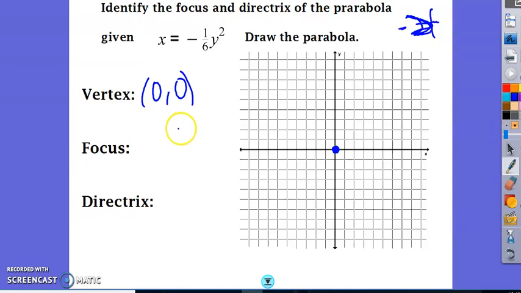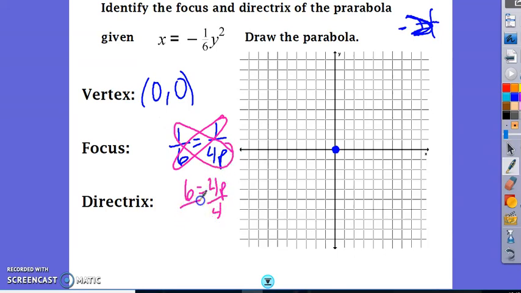This time our 1 over 6 equals our negative 1 over 4p. So I can't do this mentally because I don't know 4 times what equals 6, so I have to use cross multiplication. 6 times 1 is 6. 4p times 1 is 4p. Divide by 4, I get 3 halves equals p, or 1 1/2.